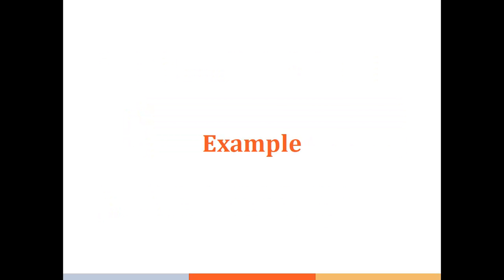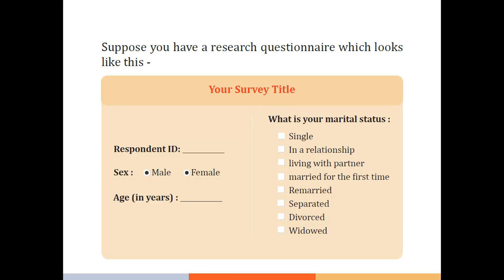Sounds hard? Okay, let me give you an example. Suppose you have a research questionnaire which looks like this. Your survey has a respondent ID. Here you may put a unique number for each of the respondents. Your research question may also ask your respondent's gender, that is sex. It means whether they are male or female.